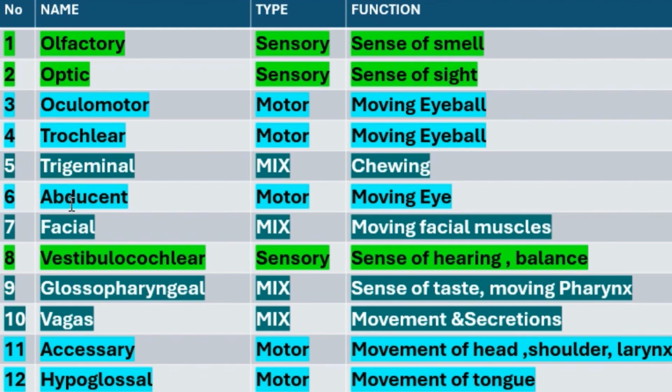Here the color codes and numbers are given here for your better memory. This chart is already discussed many times. I will just quickly go through this chart. The green color is for sensory nerve, the blue is for motor nerves, and the mixed color is for mixed nerves. So the numbers are also given here. You can see the 7th is facial nerve. This is the mixed nerve, this is the facial nerve. So Bell's palsy is affected by the facial nerve. So you have to find your own ways to remember these things in a better way, because lot of questions can be asked from these topics.